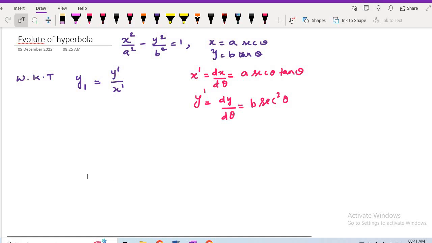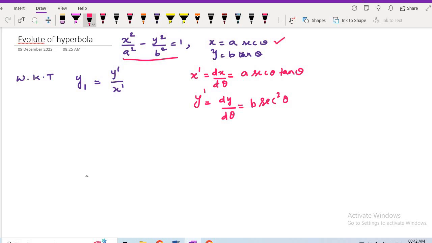Okay, so now we are going to find the evolute of the hyperbola. So this is the equation of the evolute of the hyperbola, and then this is the parametric equation. We need y1. So the y1 formula is y dash by x dash. So for y dash we use the formula dy by d theta, and for x dash, dx by d theta. You can differentiate this x value, you are getting this, and then the y value with respect to theta, you are getting this. Now we can find out our y1.